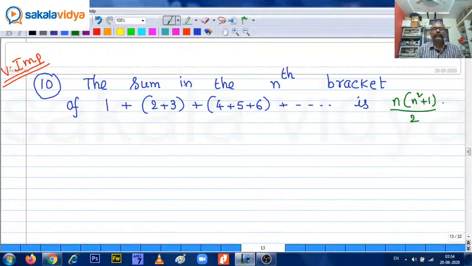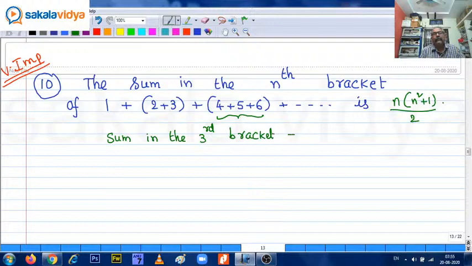The sum in the nth bracket, not the sum of all the terms. For example, what is the sum of the third bracket? 4 plus 5 is 9, 9 plus 6 is 15. For the third bracket, in the place of n, you need to substitute 3. The sum in the third bracket is 4 plus 5 plus 6, 15. So you can say S3 also, no problem.